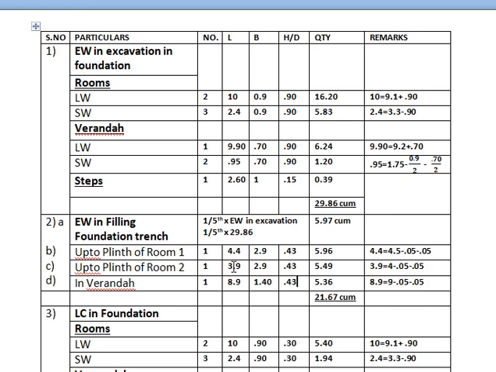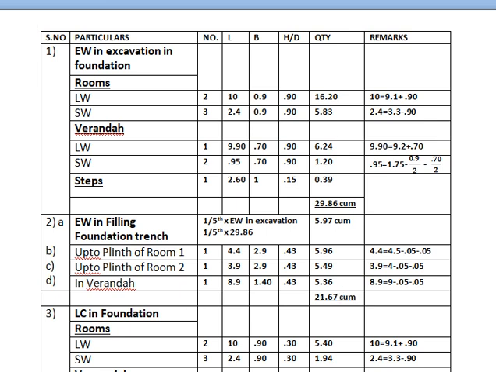Similarly, you can calculate the length, width, and depth for the room second, and the same procedure is for the veranda. And then you add them all, that is from this point, this, and this, and you will get the total earthwork in filling, which is 21.67 cum.